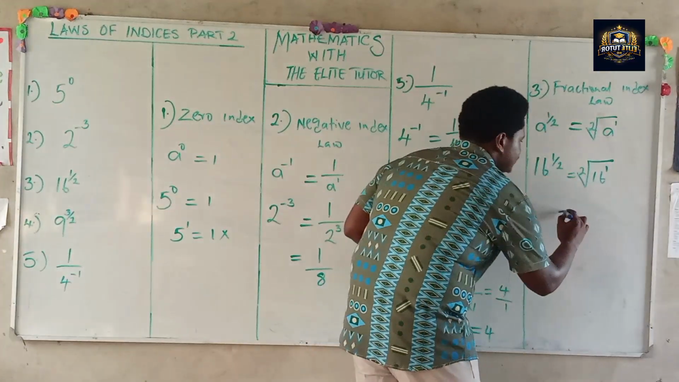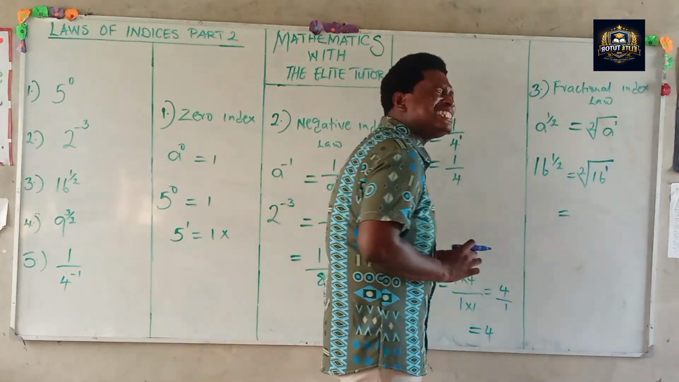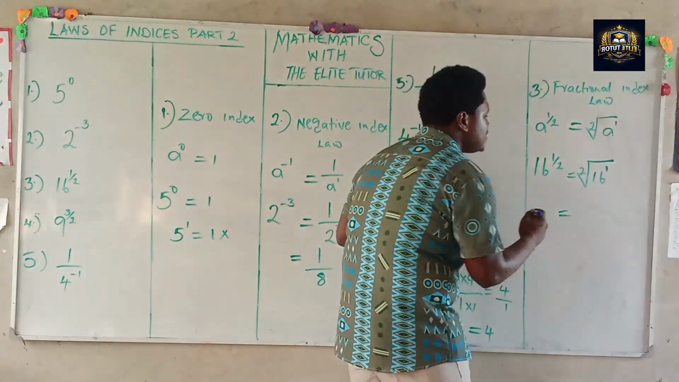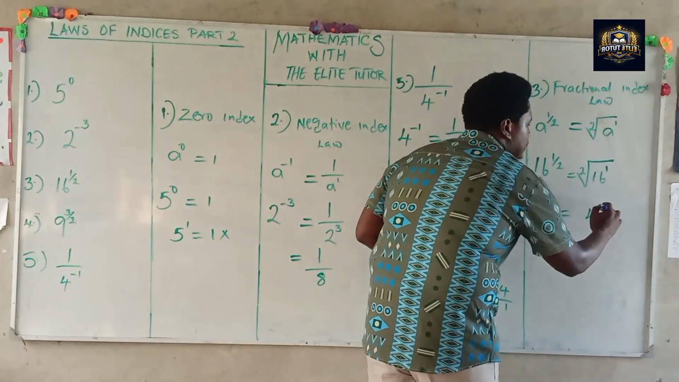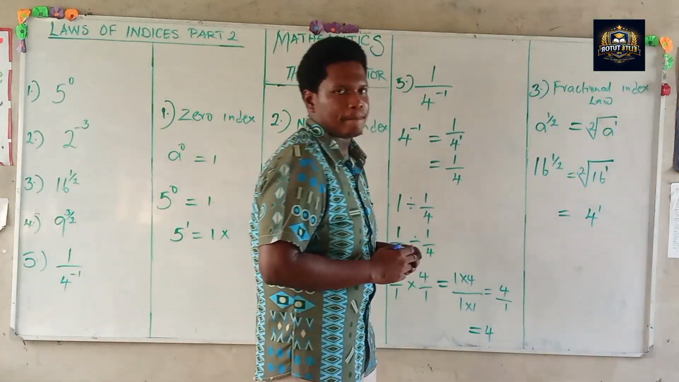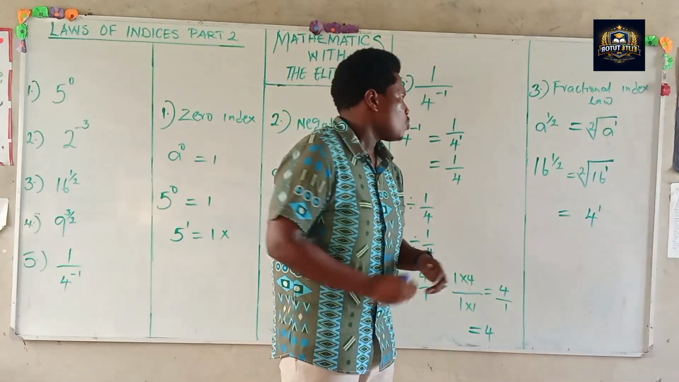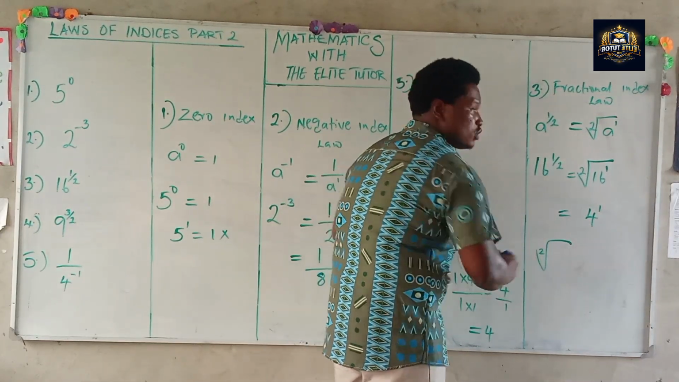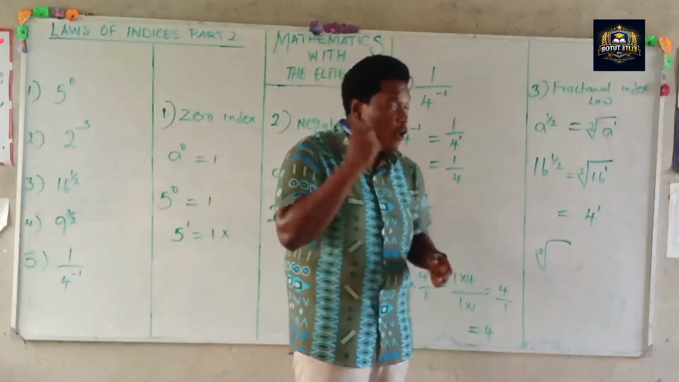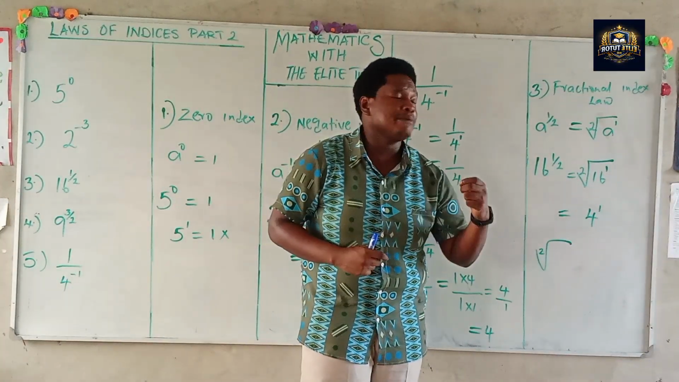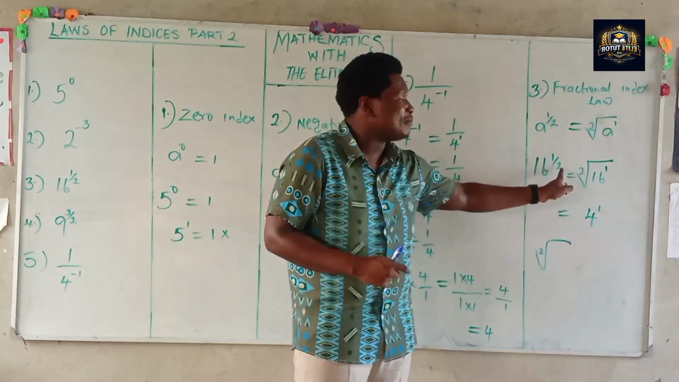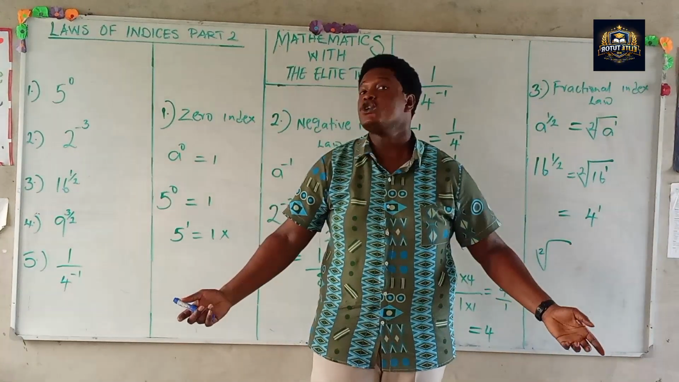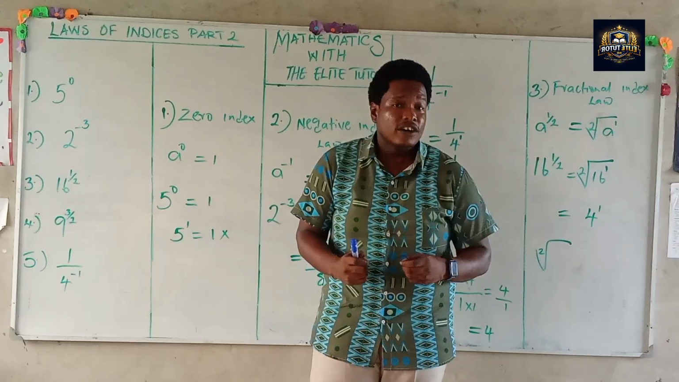So the square root of 16 gives us 4, raised to power 1. Now most people will ask, this sign is already a square root, so why are we still adding 2? Yes, we know. We are adding the 2 for understanding, because there are times when the denominator might not be 2, it might be 3 or 4. When it's 3, we are looking for the cube root. When it's 4, we are looking for the fourth root.